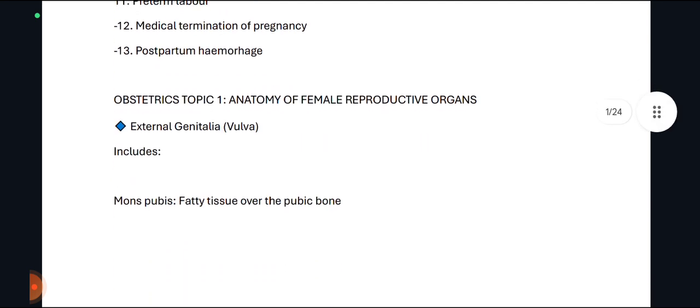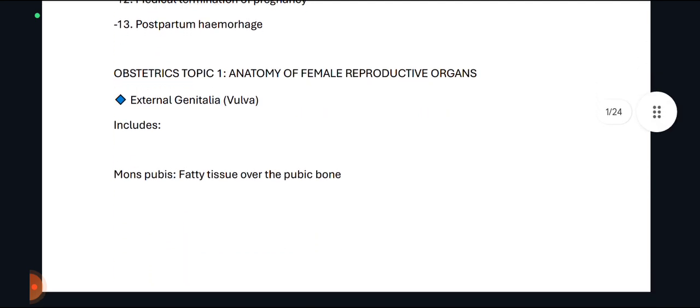Okay, so let us start with the very first topic, which is about the anatomy of female reproductive organs. We are not including the diagrams. You are much well aware of the diagrams and you can always refer to them in your textbooks. Okay, we are basically just revising the concepts in a quick go.